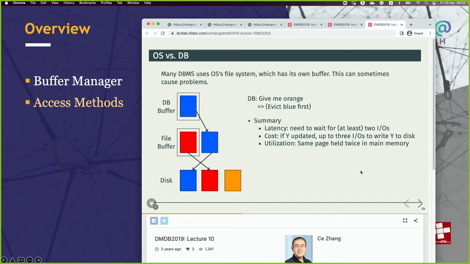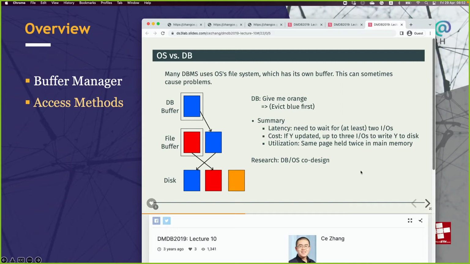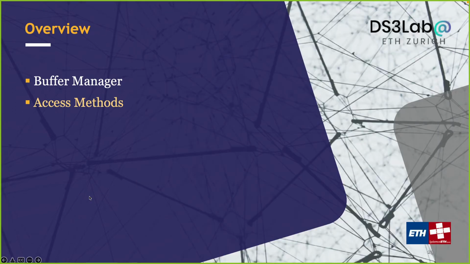So this actually goes to a very interesting research topic people have today. It's how to co-design the operating system and database system together. Historically, they are built not completely separately, but they are two different computer systems that interact with each other. And now people start to think about, what if I build them all together to really get rid of problems like this when you have these different buffers interacting with each other. So that's about the buffer manager.